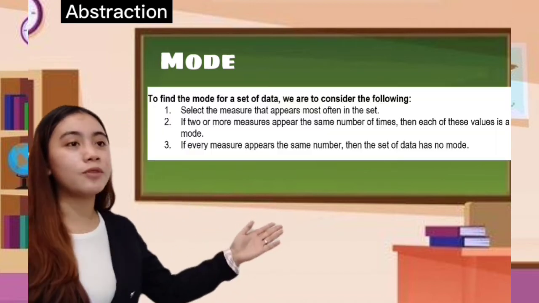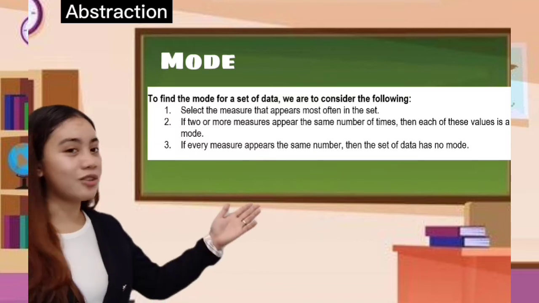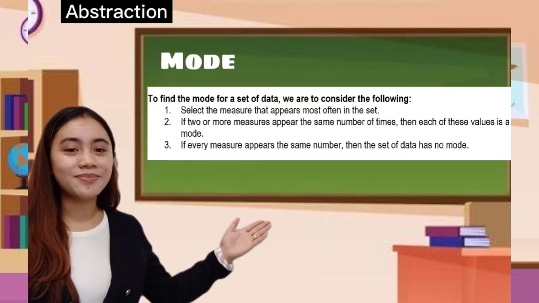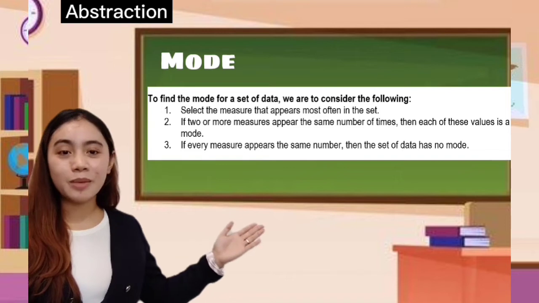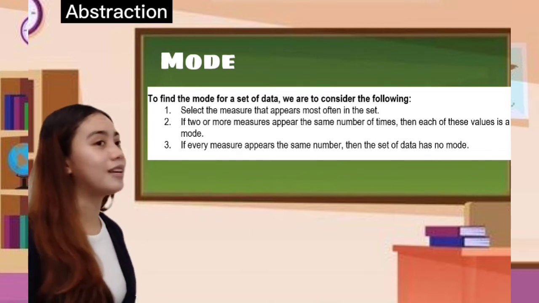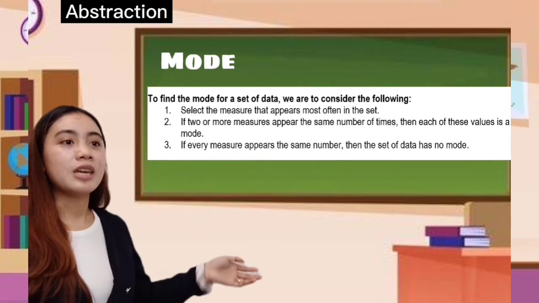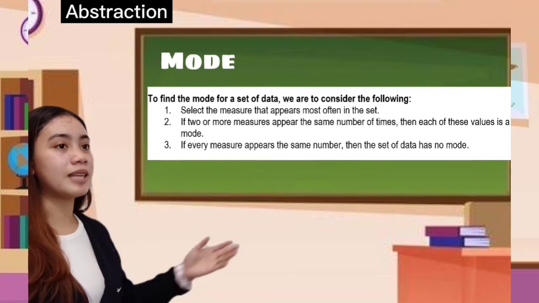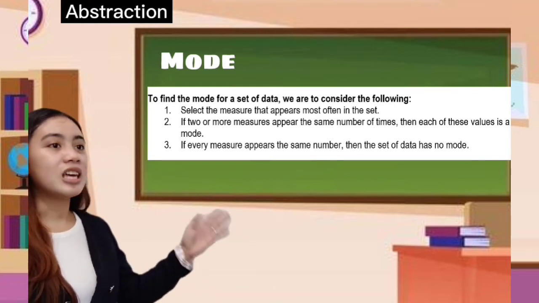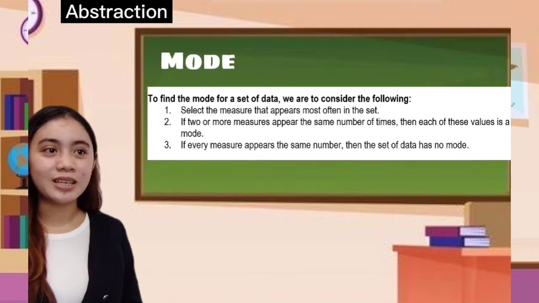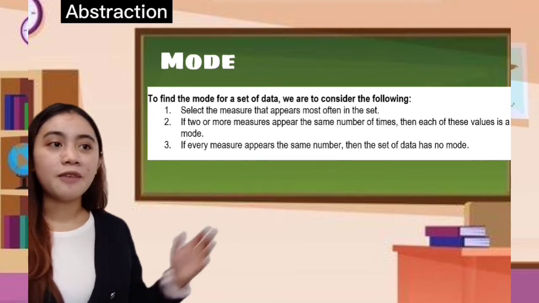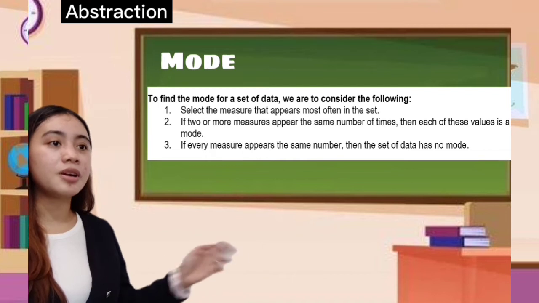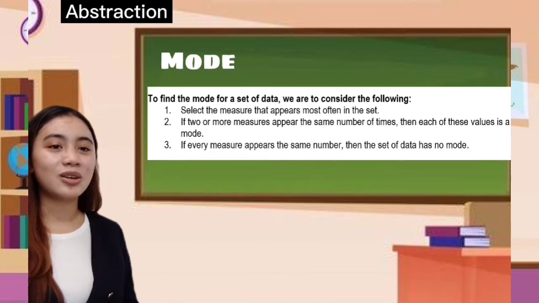So to find the mode of a set of data, we are to consider the following. Please read. Number 1. Select the measure that appears most often in a set. Number 2. If two or more measures appear the same number of times, then each of the values is a mode. Number 3. If every measure appears the same number of times, then the set has no mode.